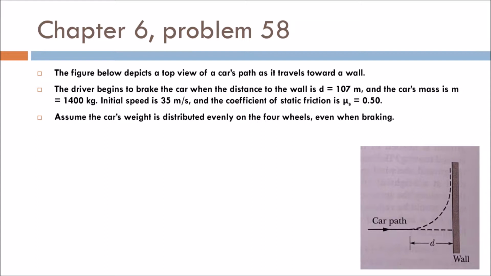crashing into it. In this problem, the car is 107 meters away from the wall, the initial speed is 35 meters per second, µs is 0.50, and assume that the car's weight is distributed evenly on the four wheels, even when braking.